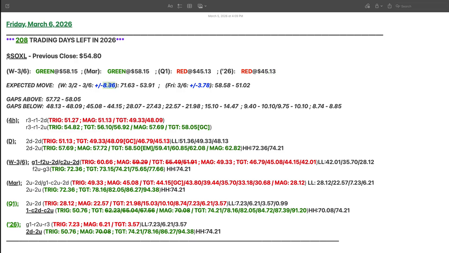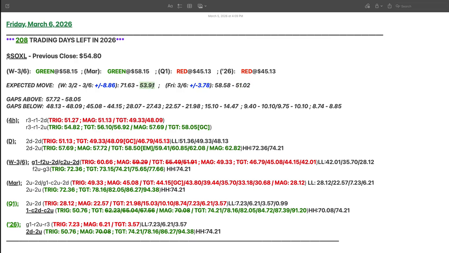We know that the market makers expected only $8.86 of movement plus or minus from the close price on Friday, with a lower level of 53.91, but we know we poked through that today already. We did close back above it, but there is a good chance that tomorrow we do close below what market makers expected the move to be for the full week, and that's because we have this $3.78 plus or minus expected move for tomorrow that could bring us down to 51.02.